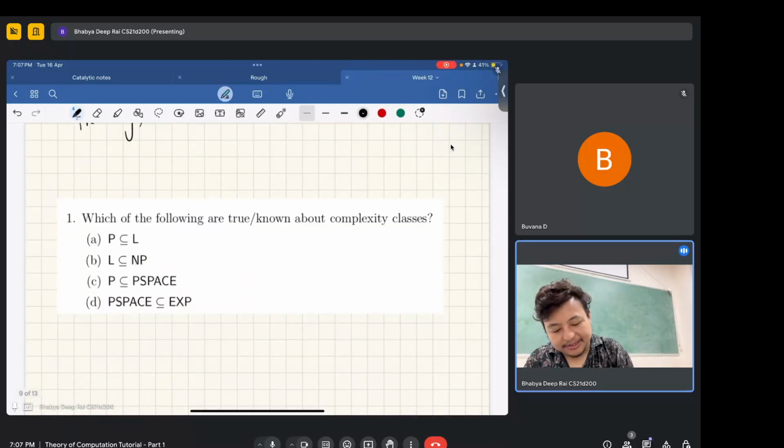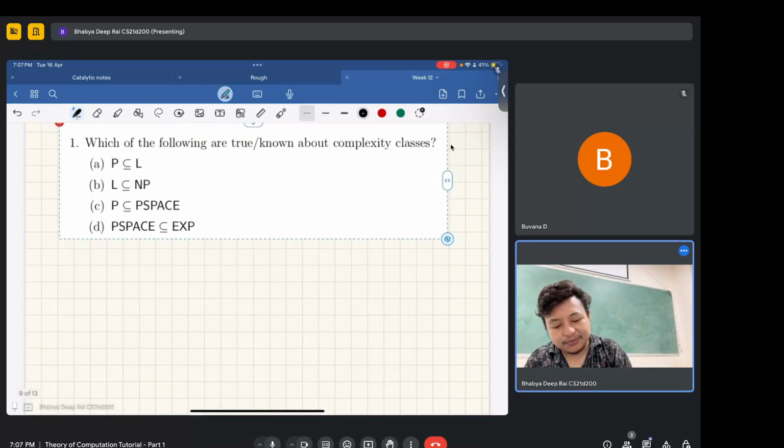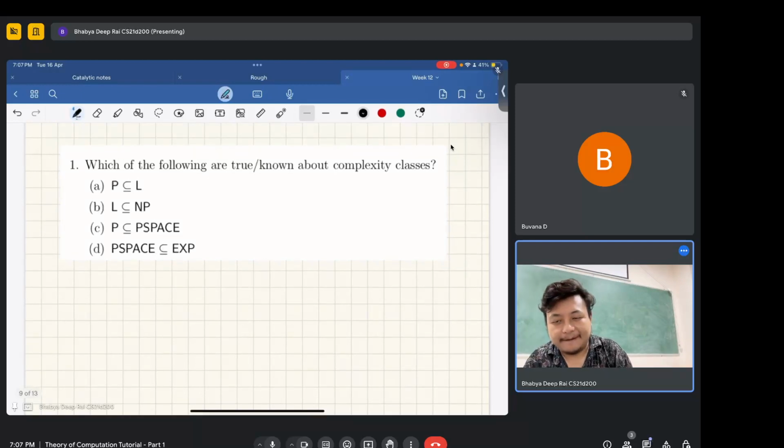And the question is asking which of the following is true or known about complexity classes. P is contained in L? We'll come back to this. First, let's see this: L is contained in NP.